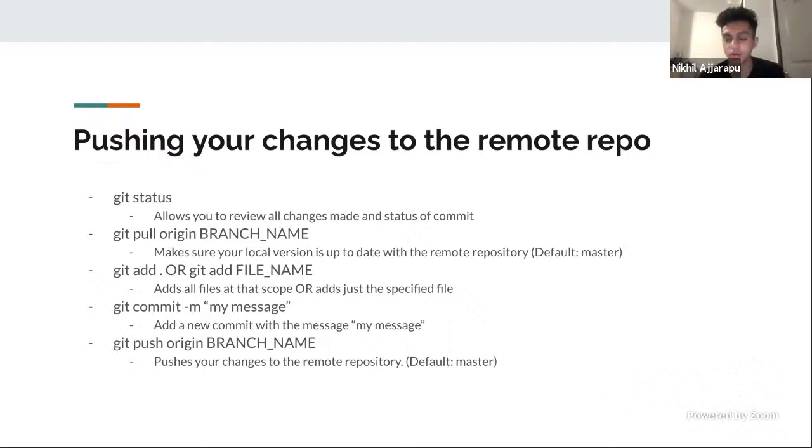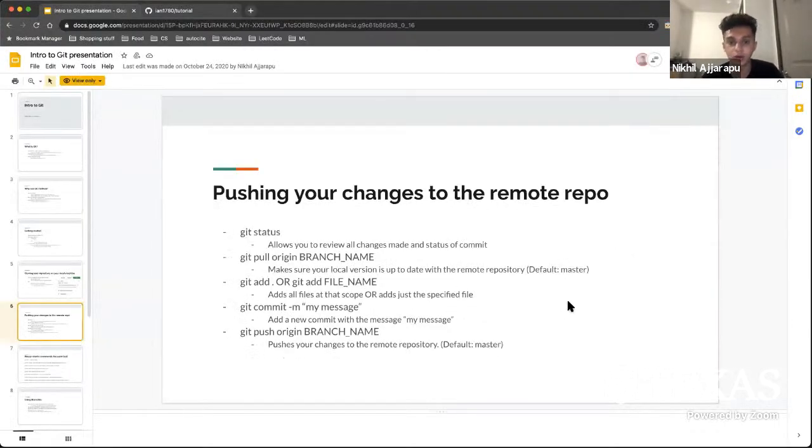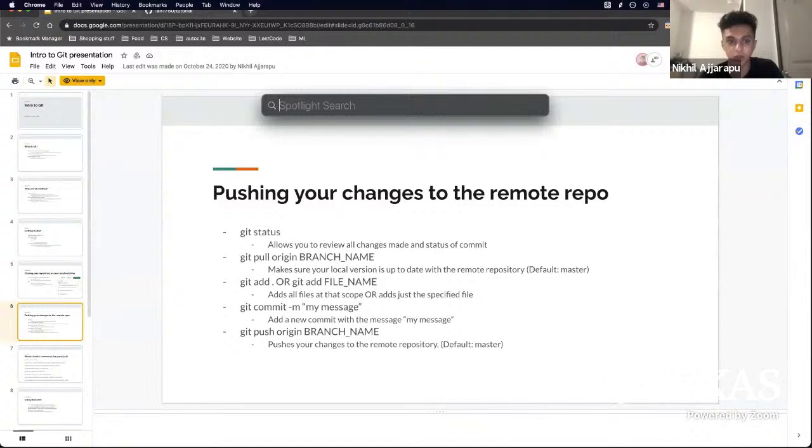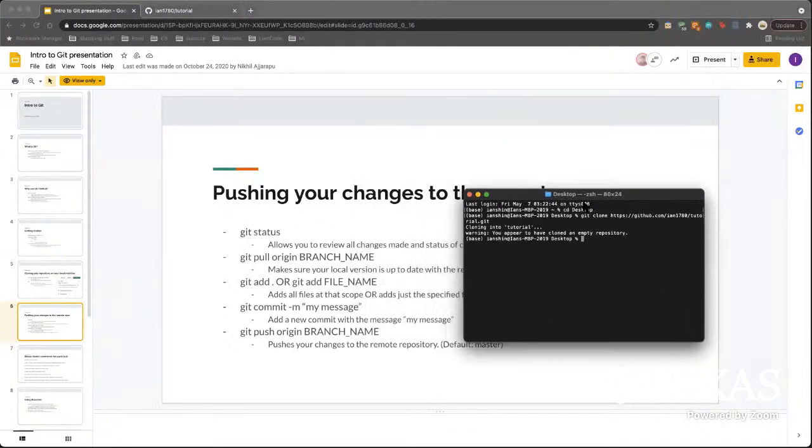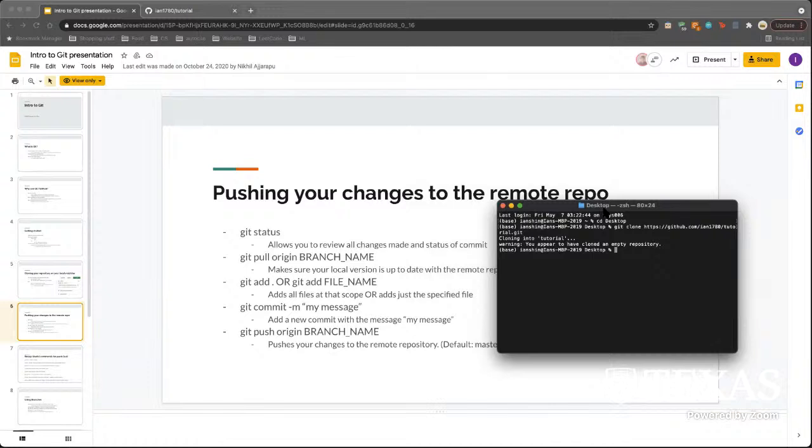That will cover most of the commands that you need to know in order to take a couple of changes that you made locally and push them to the remote repository. Yeah, so I can also do a short little demo. You can go into your Git repo and create a new file, just example.txt.